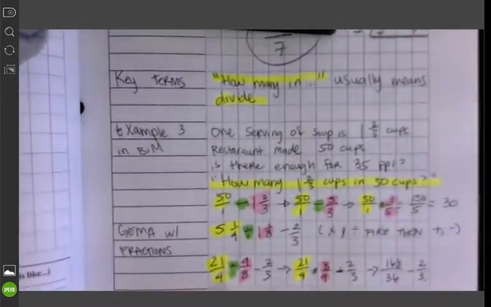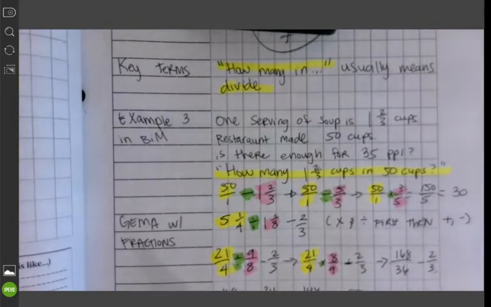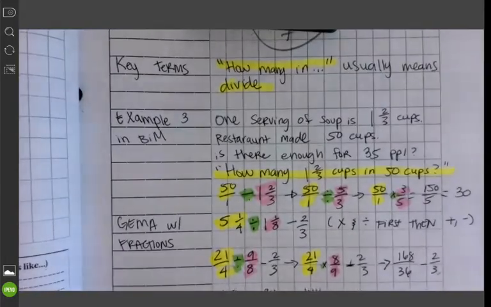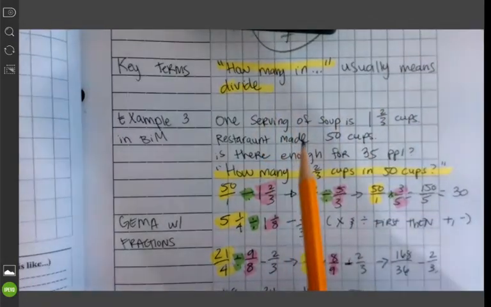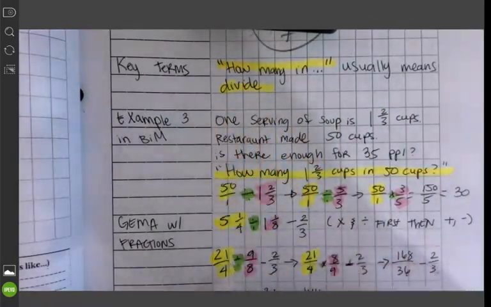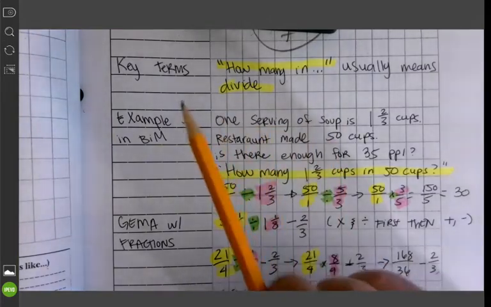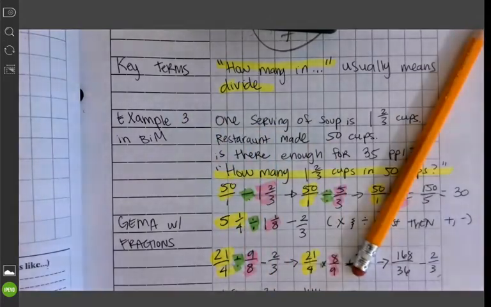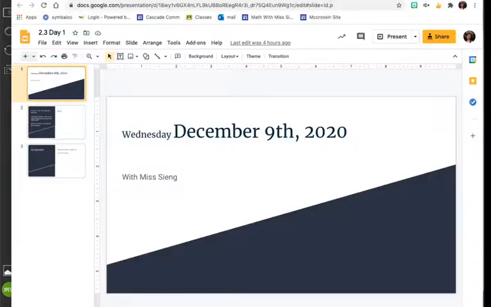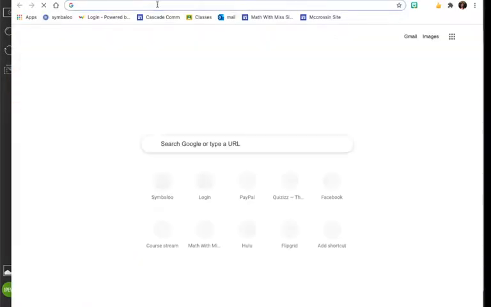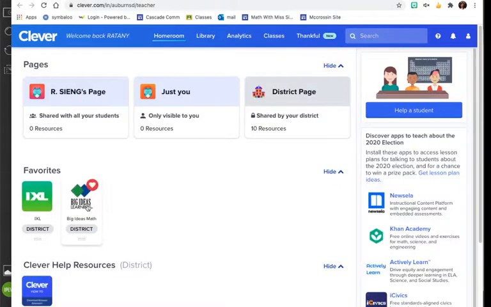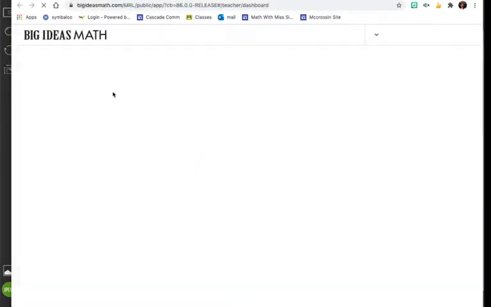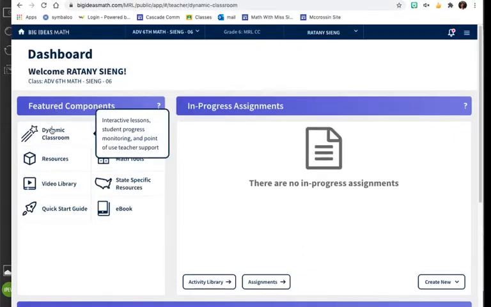So, like with our key terms for multiplying fractions, we have key terms for dividing fractions. When you see the term how many in, that usually means to divide. We're going to go to example 3 in Big Ideas Math and read what that example is, and then take some light notes on it. You don't have to go to Big Ideas Math. I will go there and read the problem to you. So, bear with me.